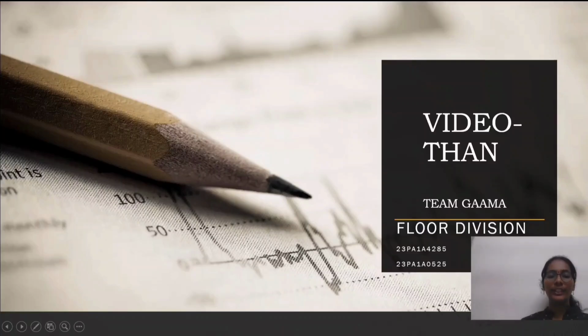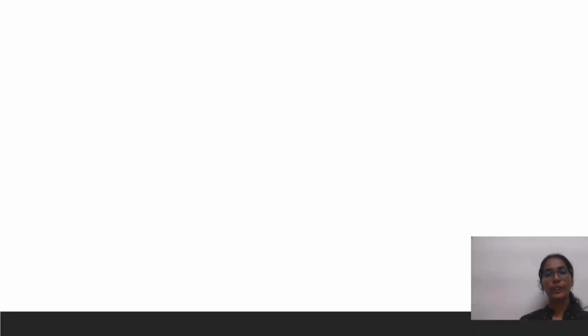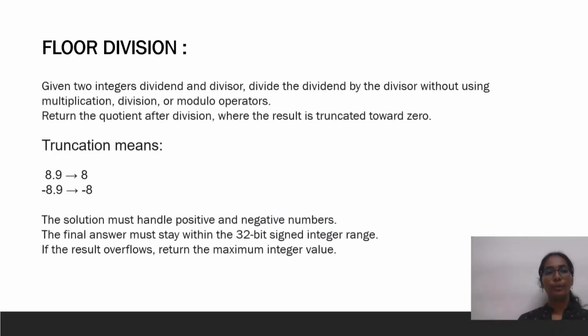Hi everyone, today I'm going to explain a simple and interesting problem. Floor division. In this problem, we are given two integers called dividend and divisor. Our task is to divide the dividend by the divisor and return only the integer part of the result. We are not allowed to use multiplication, division or modulus operators. And the result should always be truncated towards 0.